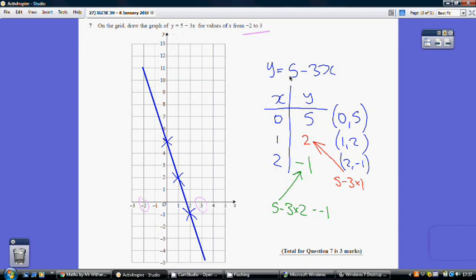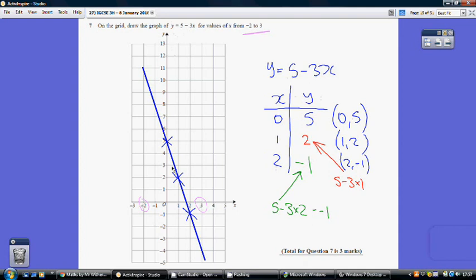So when x is 0, 5 take away 3 lots of 0 is 5 take away 0, which is 5, so that's generated the coordinate 0, 5. Secondly, when x is 1, 5 take away 3 lots of 1 is 5 take away 3, which is 2, hence the coordinate 1, 2. And when x is 2, 5 take away 3 lots of 2 is 5 take away 6, which is minus 1. So you only really needed 2 coordinates to get the line, but I think do 3 for luck, just to make sure you haven't made a mistake.